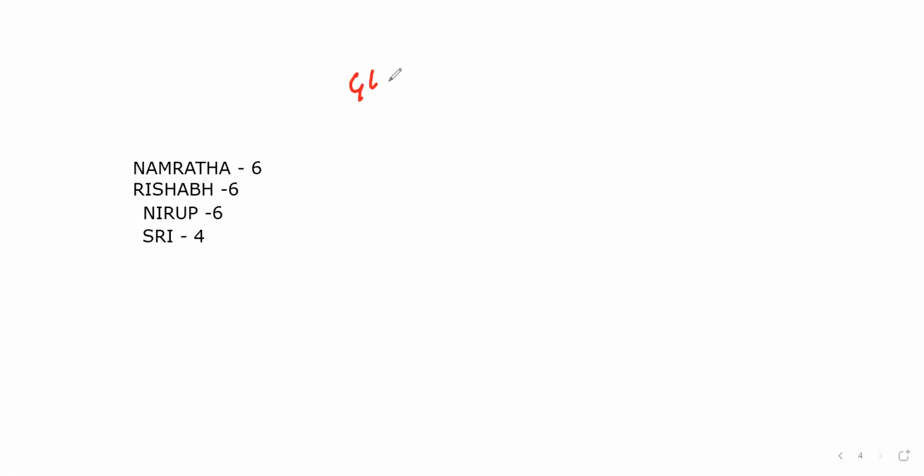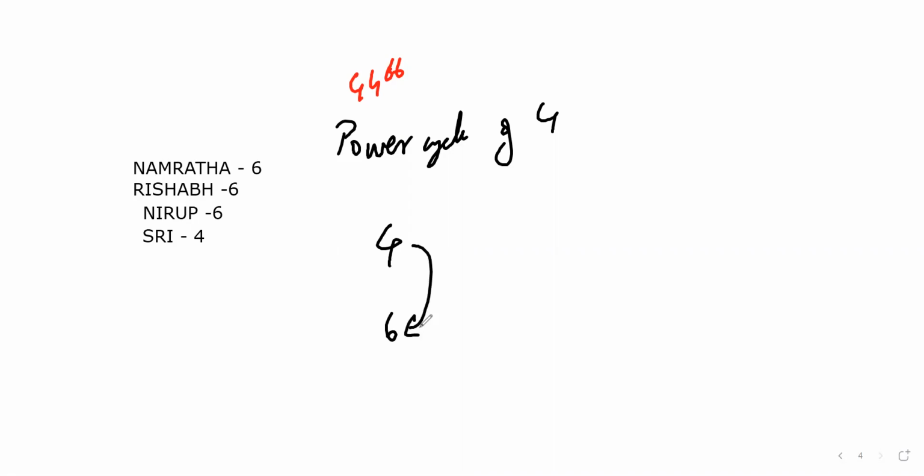So it is 44 power 66. What is the first step? Power cycle of 4. Correct. So 4 4s are 16. Then again, what is it? 6 4s are 24. So that's it. Power cycle of 4 is what? 4 and 6. That's it.